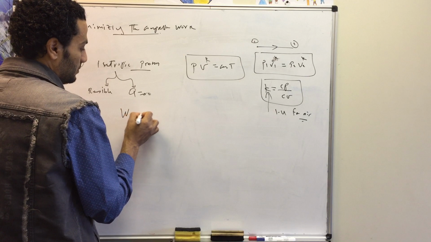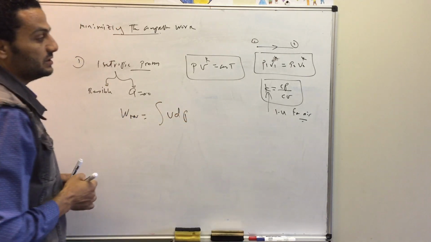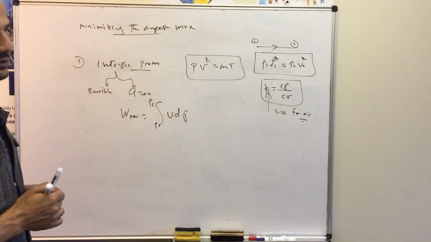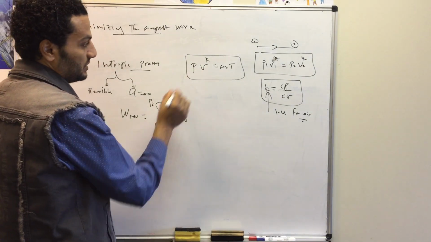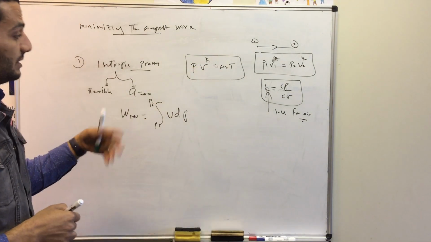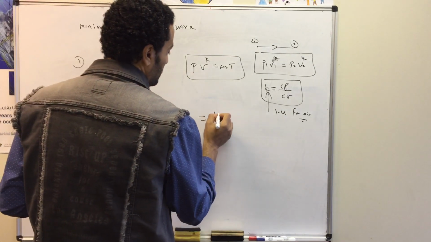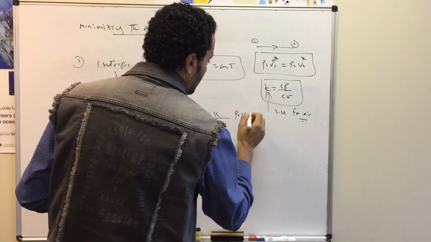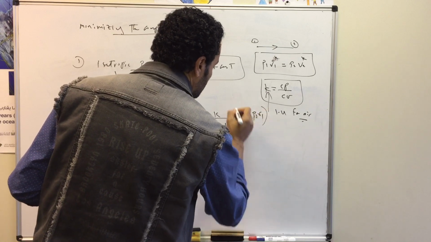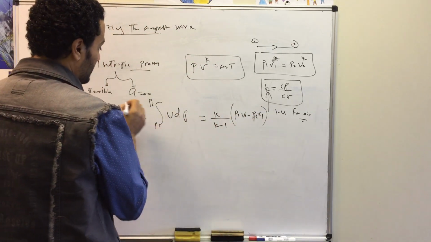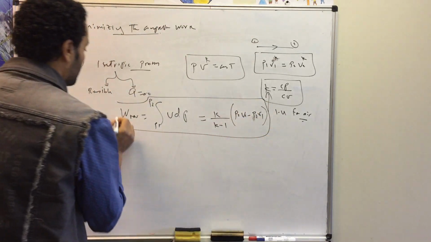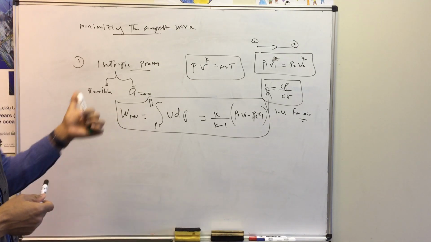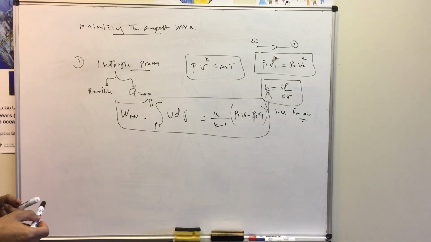Then we can calculate the reversible work, which is equal to the integration of VdP, from pressure P1 up to final pressure P2. Now that we have this relation, we can get the volume as a function of pressure and do the integration. It will equal k over k minus 1 multiplied by P2 V2 minus P1 V1. This is the relation used to calculate the reversible input work to the compressor for an isentropic compression process.